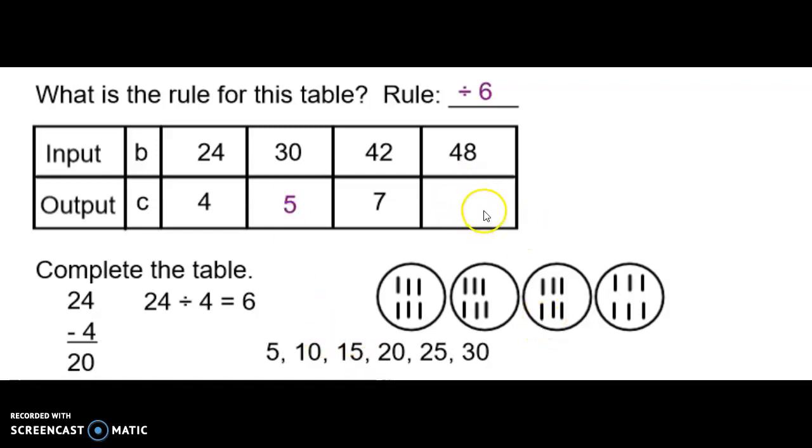For this one, if I didn't know what this is, it has to be a number larger than 7. So if I had 7 was 42, and I counted up 43, 44, 45, 46, 47, 48, another 6, that would give me 8. So we would have a rule of dividing by 6, and then 5 and 8 would go into the blanks.